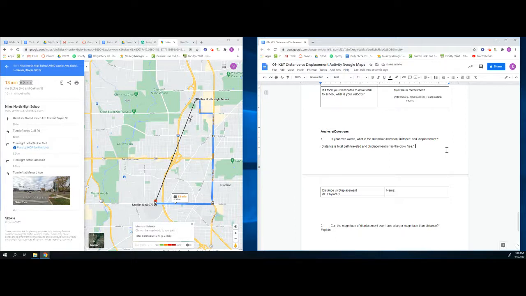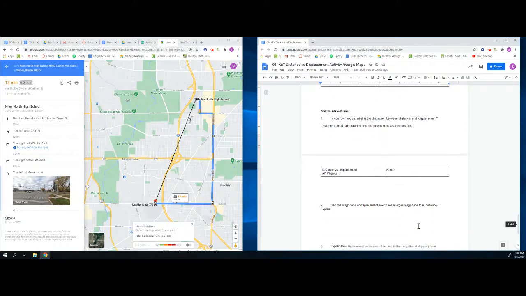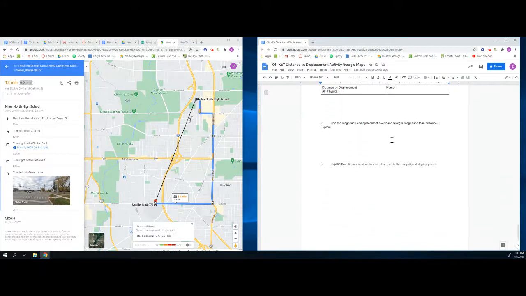Okay. Can the magnitude of displacement ever have a larger magnitude than distance? No, it cannot. Your final position minus your initial position will be the shortest possible distance.